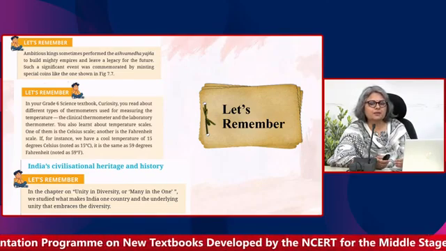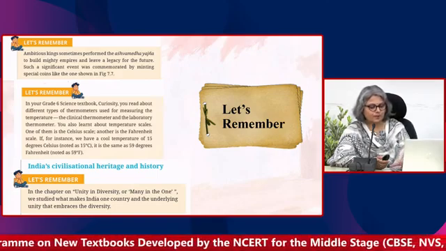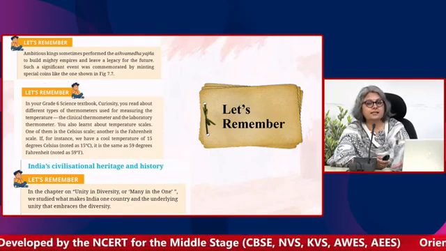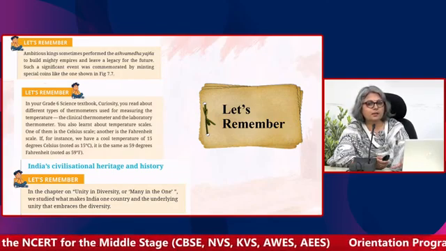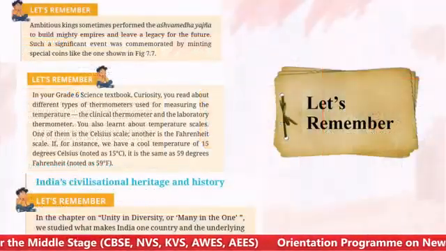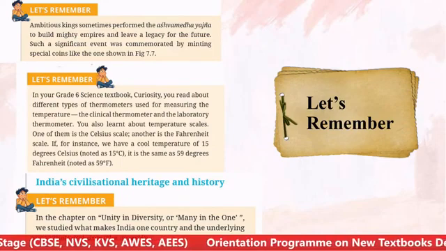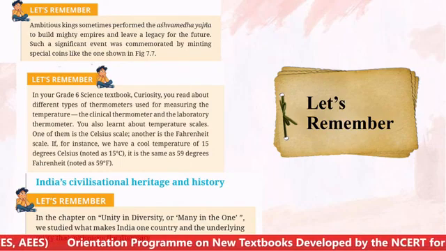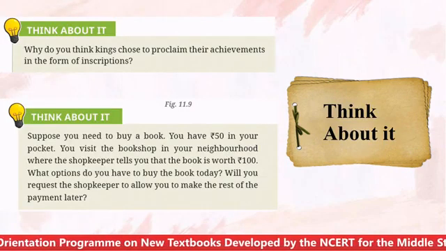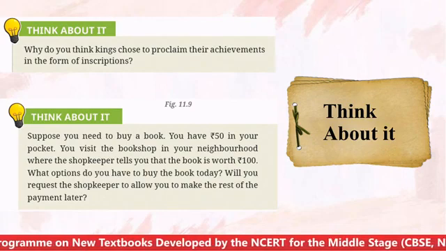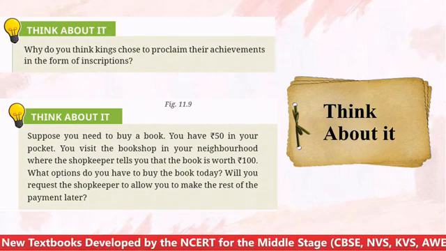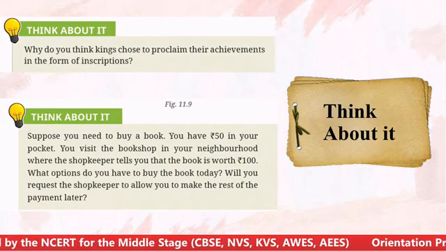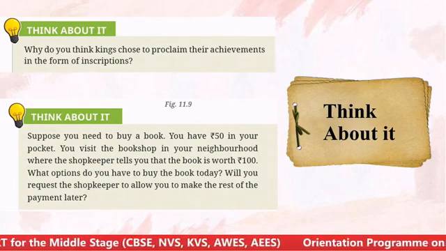Like in the second Let's Remember, you can see that we are referring to the science book Curiosity. And there we are discussing that in grade 6 you have learned about thermometers. So we are continuously referring to other textbooks also. Maybe science, maybe different chapters of social science also. So now coming to the next, Think About It. Basically, the Think About It section is for students to explore. There are some activities to do, some in-text questions are there, and sometimes they are motivating students to explore further.